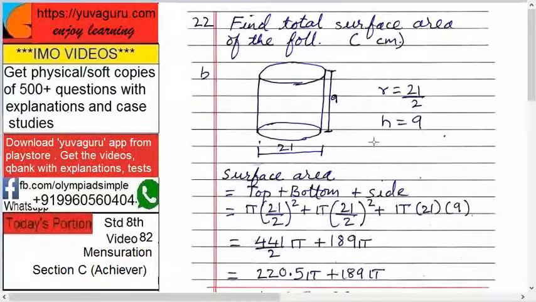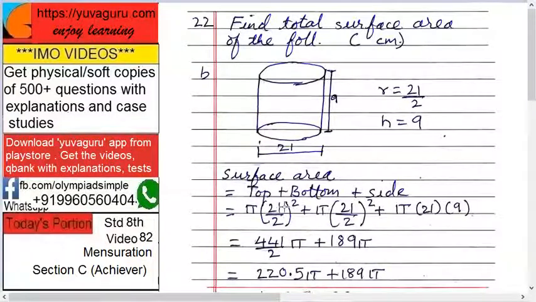Now side, what is this side? This is height into circumference. What is the circumference? Pi into d. So pi into 21 into height 9, right? Pi dh, that is basically the surface area of this standing side. Okay, so let's move on.